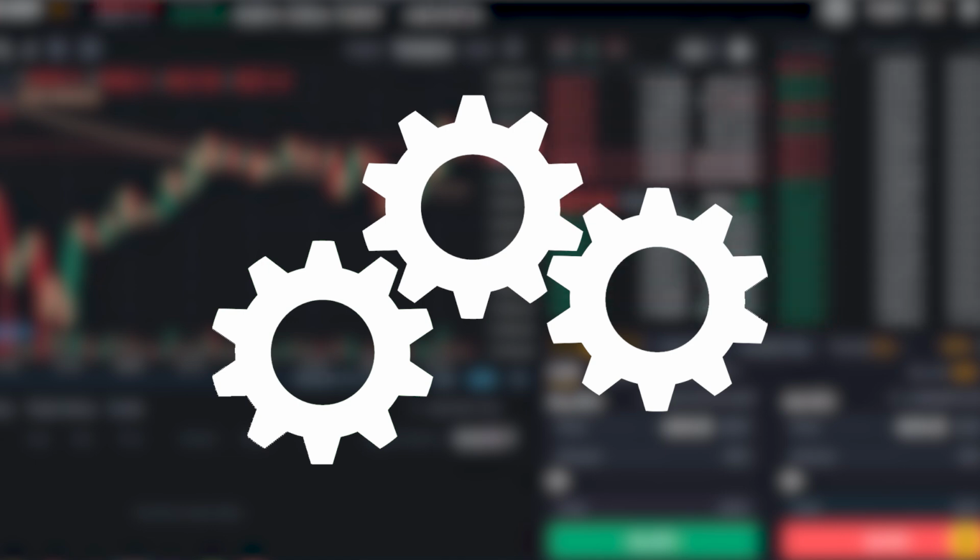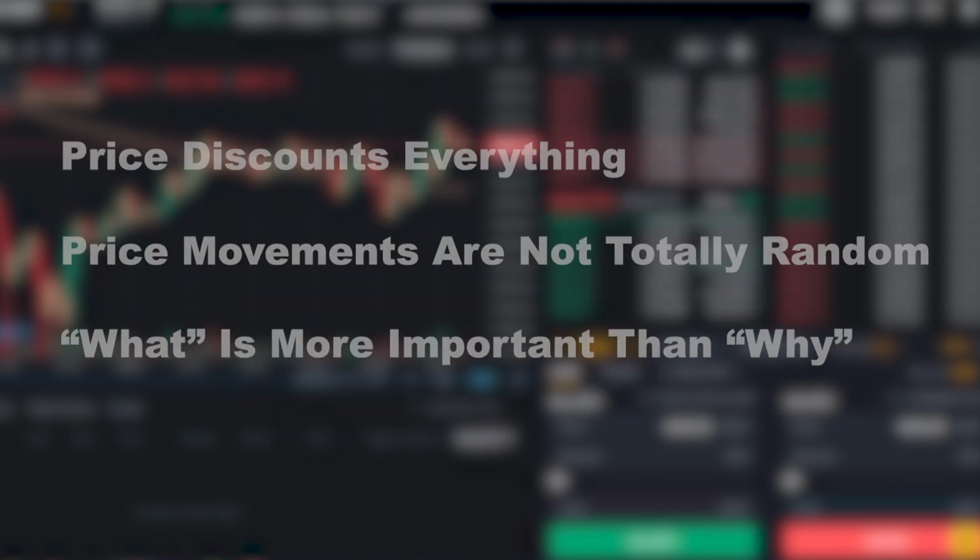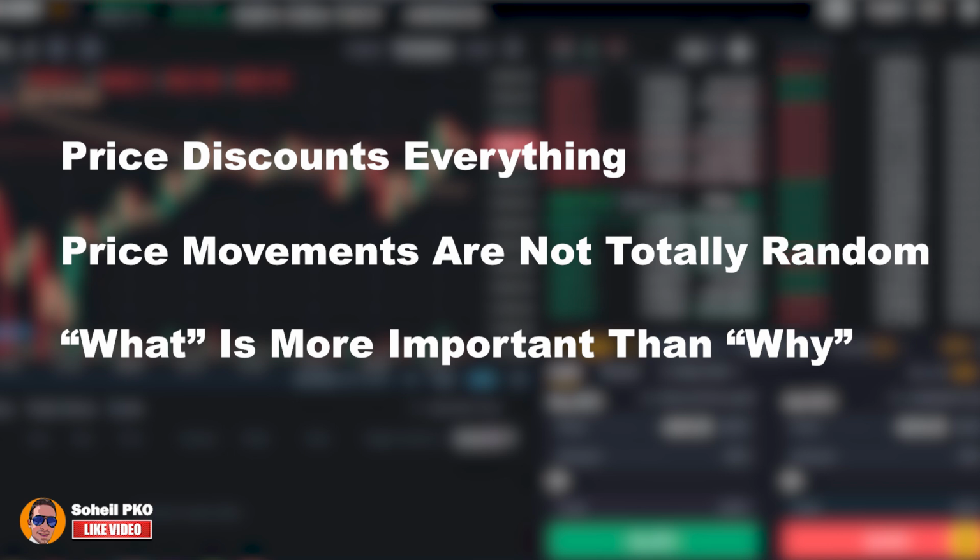Alright, now let's move on to the key assumptions and the basics of technical analysis. We have three important principles that are the core of technical analysis. Everything is based and built on these principles: price discounts everything, price movements are not totally random, and what is more important than why. Let me explain each of them briefly so you better understand what they mean.